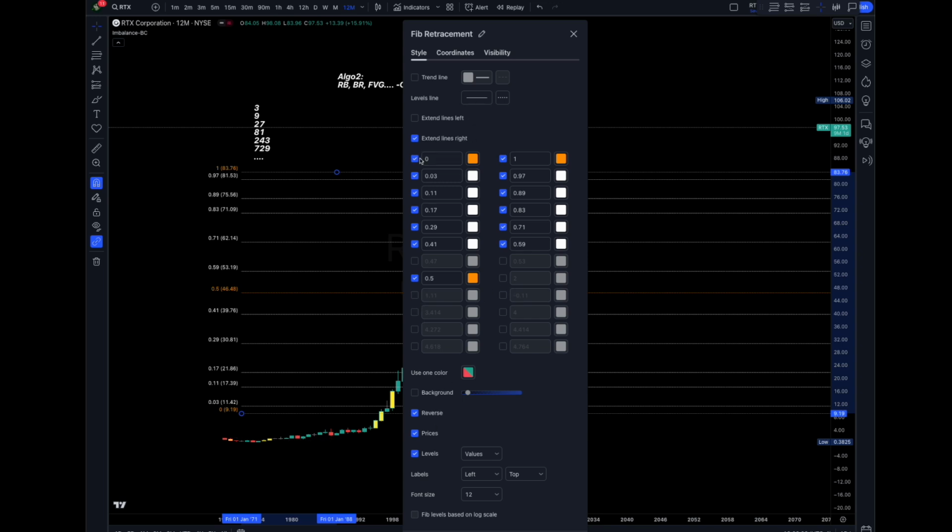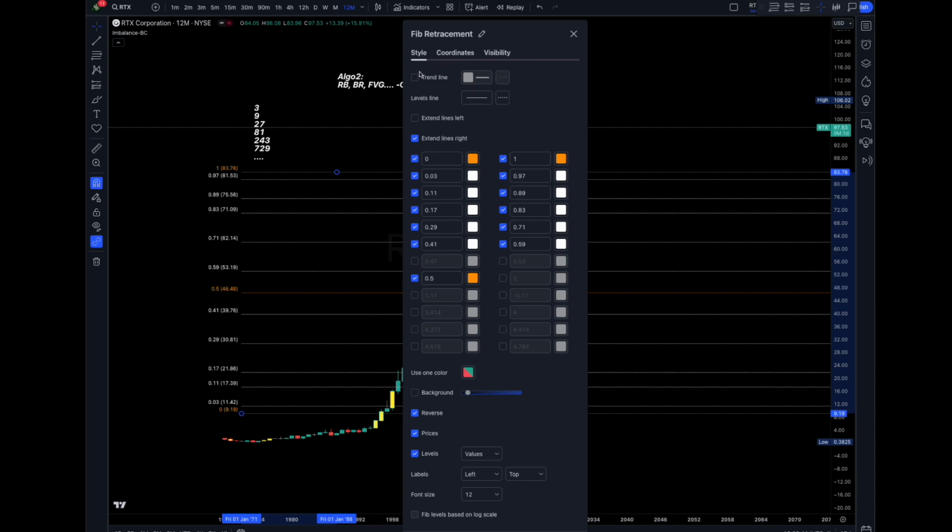So 0 is the low of the dealing range. 1 is the high. 50 is equilibrium. And then between 0 and 3, you have the rejection block, order block, fair value gap, liquidity void, breaker block, mitigation block, which I have not shown, 47. Then you have equilibrium and then it reverses.